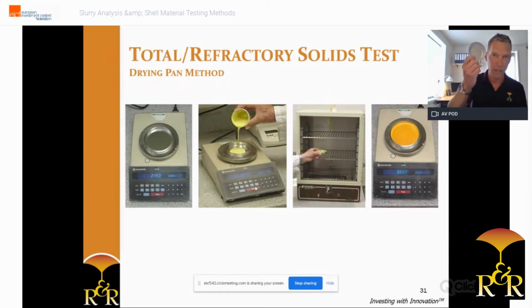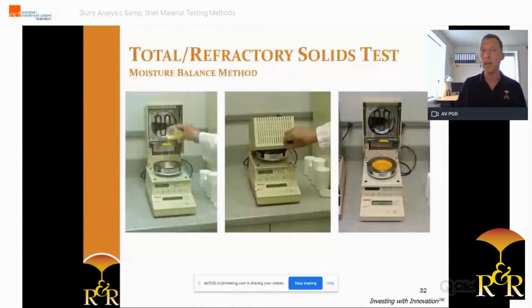You take an aluminium drying pan, it's empty, you fill it with some slurry, you dry it for an hour at 180 degrees C, and you weigh it again. Really simple, very straightforward. If you want to do it quicker and easier, you use a moisture balance. Works the same way, but the equipment is doing the calculations for you. And then after some calculations using both the binder solids and the refractory solids, you can determine how much refractory is actually in my slurry.